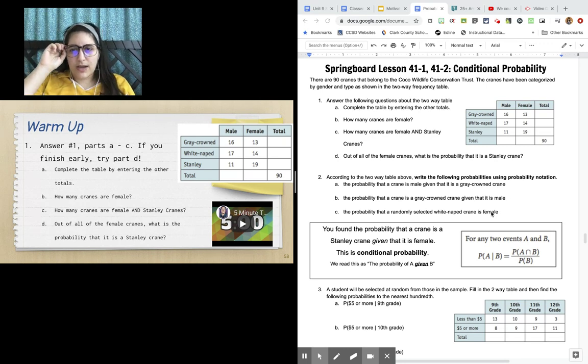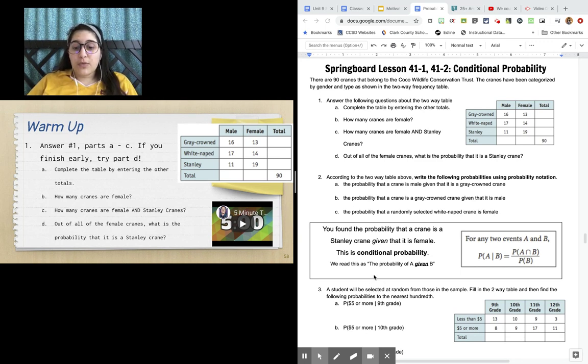We're talking about birds or crane types. Cranes are those really tall birds that have really big wings. Typically they have long necks and stuff. So we're talking about these three different types of cranes and if they're male or female.